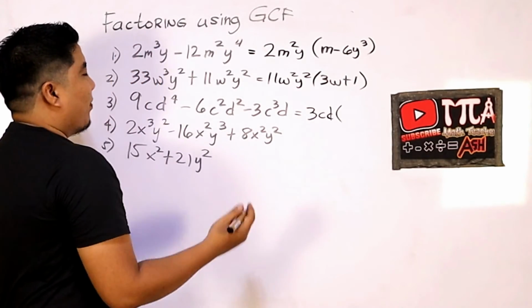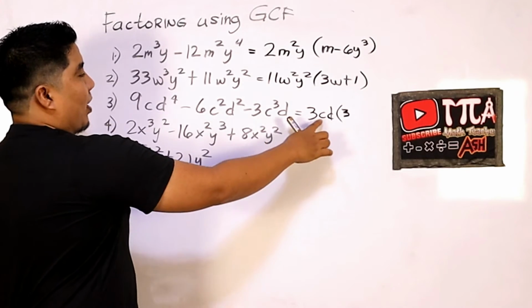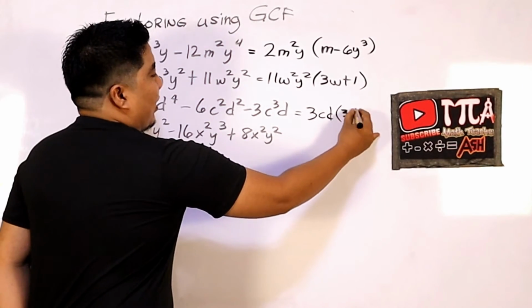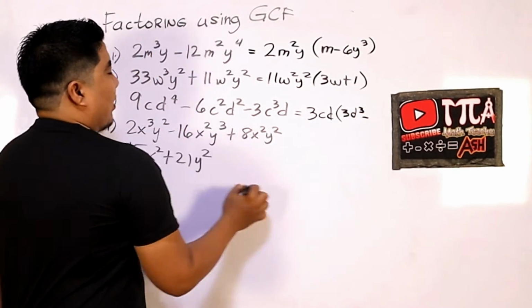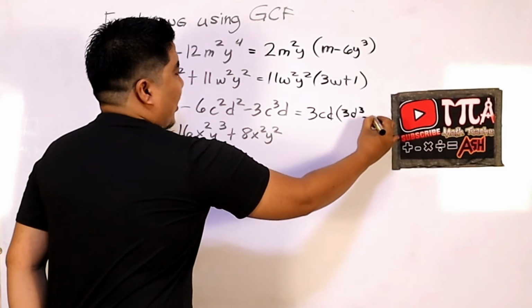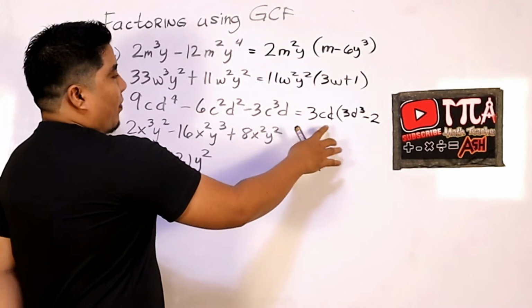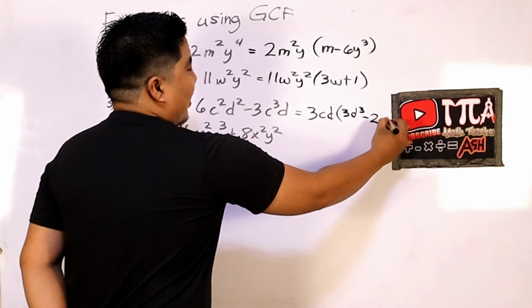Alright, now we divide. 9 divided by 3, that is 3. C divided by c, cancelled. D to the fourth divided by d, that is d cubed. Alright, minus 6 divided by 3, that is 2. C squared divided by c, that is c. D squared divided by d, that is d.